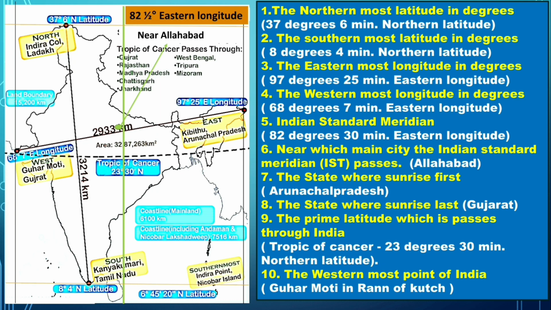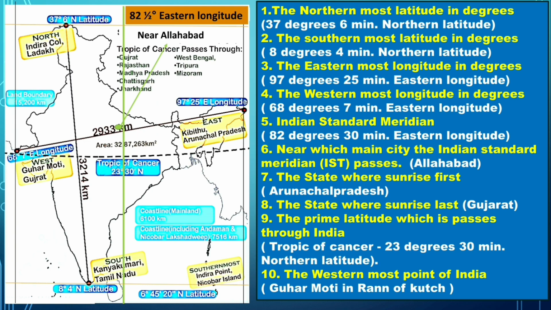Now, the state where the sun rises first. Obviously, it is the easternmost state of India, that is Arunachal Pradesh. Here you have to point out Arunachal Pradesh. Then the state where the sun rises last, that is the westernmost state, Gujarat.